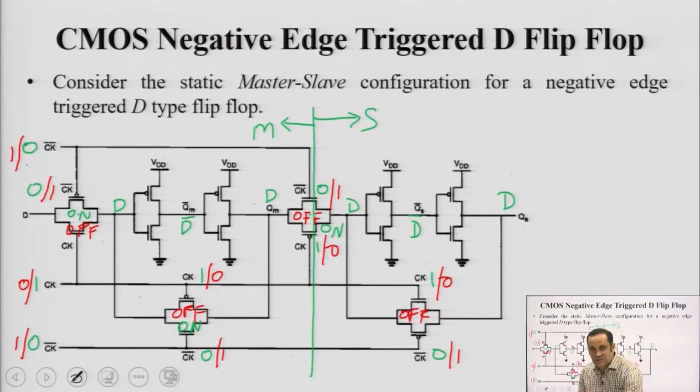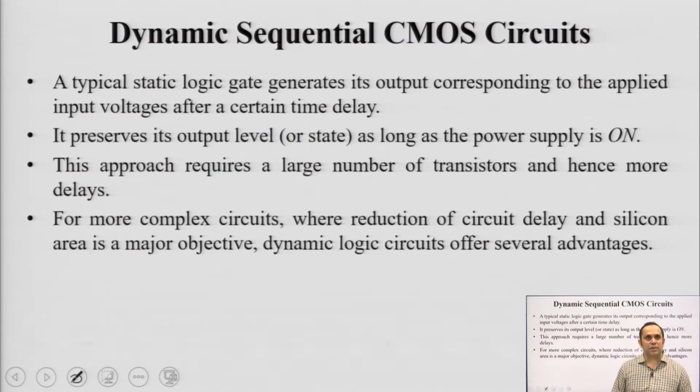So, this is the discussion of a static sequential CMOS circuit, and we have seen a major drawback: the typical static logic gate generates its output corresponding to the applied input voltage after a certain delay, and it preserves the output level as long as the power supply is on. It requires a large number of transistors, so there is more power consumption and more delay associated with it. As the complexity and circuit density increase, you want delays and power consumption to be controlled. In this case, area is a major objective for high density large complex circuits.